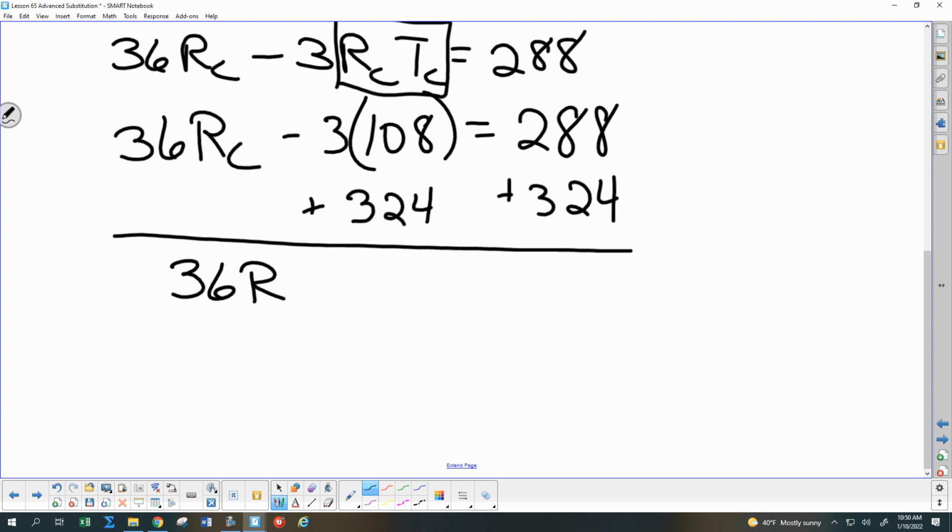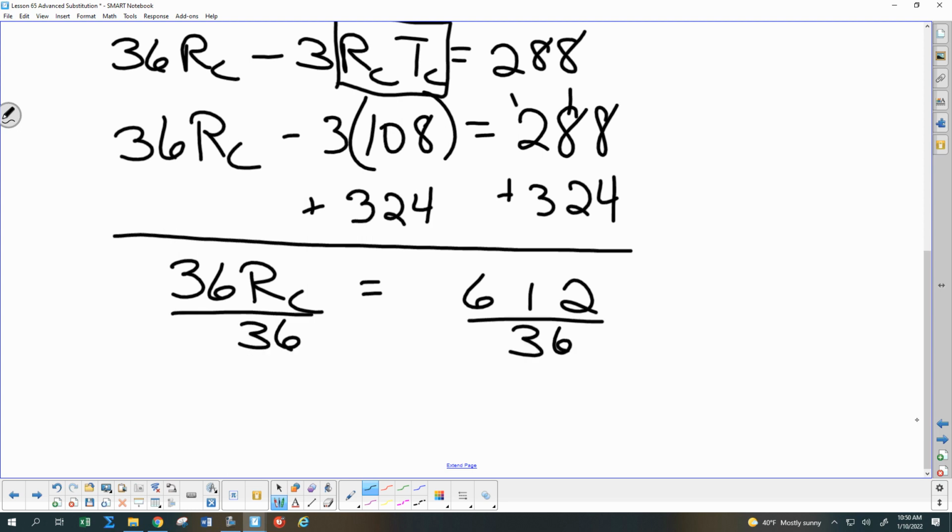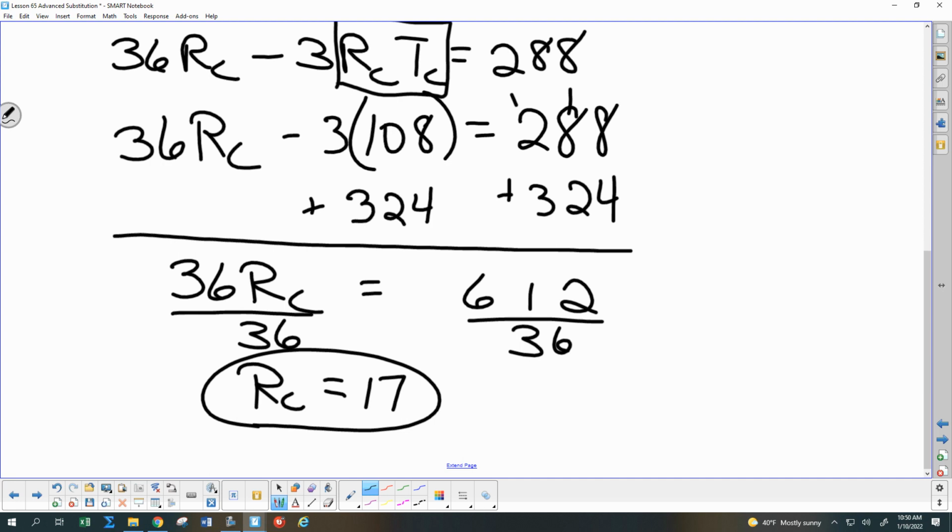So 36 RC is 612. Does that look right to you guys? And somebody help me out. If I divide by 36, what does your calculator say we get? Is that going to be an integer or a reduced fraction? What do we come up with on that, Jonas? Anybody else 17? Just so we're double checking each other. See some other thumbs up. So RC is 17. We found one of them.